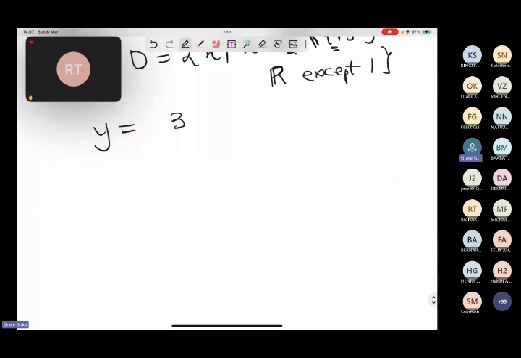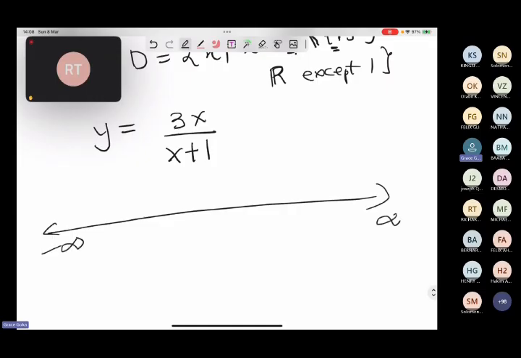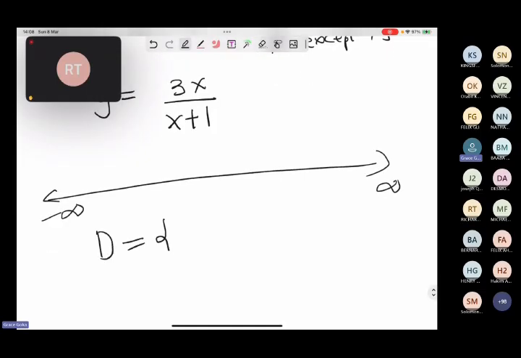Given y is equal to 3x divided by x plus 1. To find the domain of this function, we are going to look at the numerator function. The numerator function is a polynomial. The denominator is also a polynomial. And so we are going to assume that the domain will be the set of all real numbers. So my domain is x such that x must be in the set of all real numbers. This would have been my domain. However, there is a denominator, and we must avoid the denominator becoming 0.